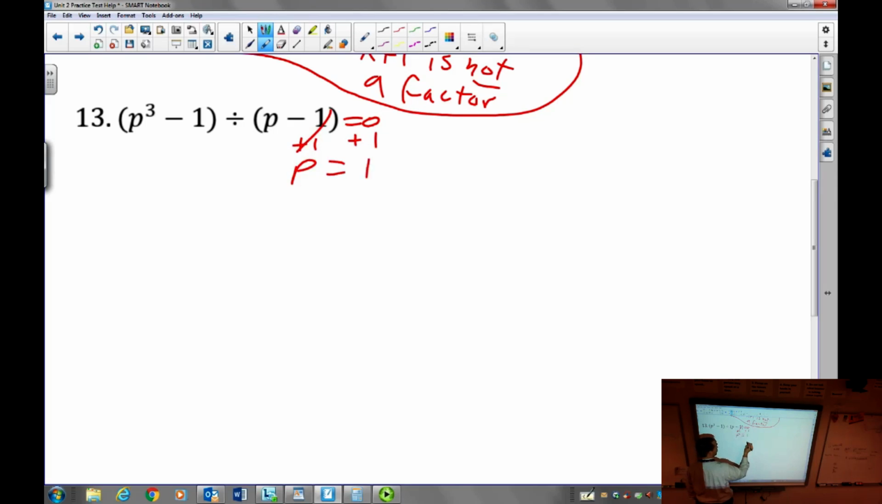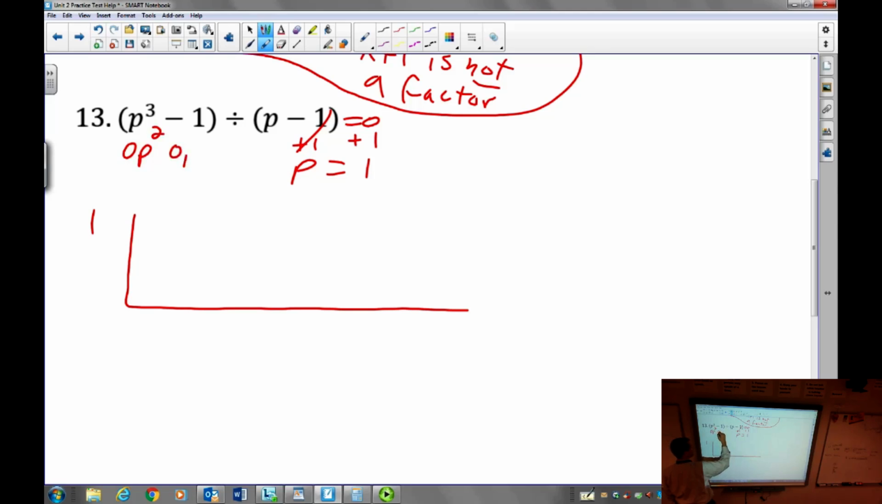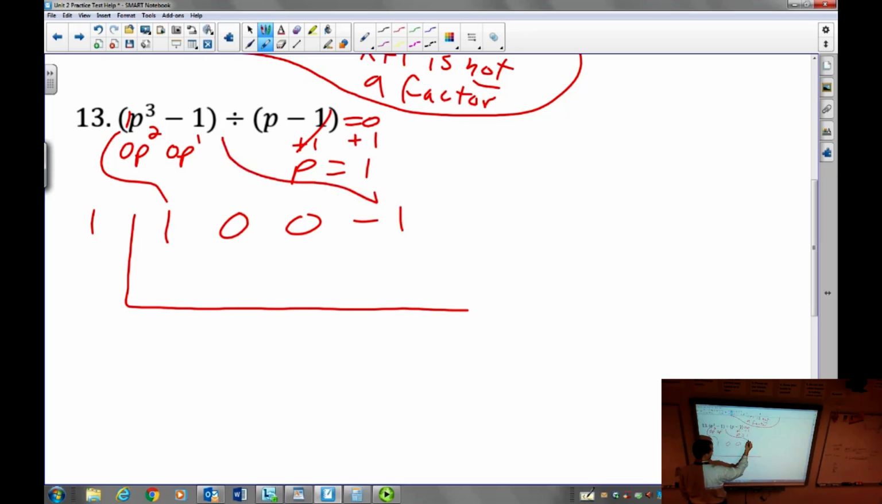So we get p is equal to a positive 1, what we're going to use for synthetic division, my favorite. And then we're missing a 0p squared, and a 0p to the first power, and then we have our negative 1 there. So we're going to bring down the positive 1 from the p cubed, then bring down a 0, then bring down the other 0 from 0p to the first power as a placeholder, and then bring down the negative 1 at the end there.